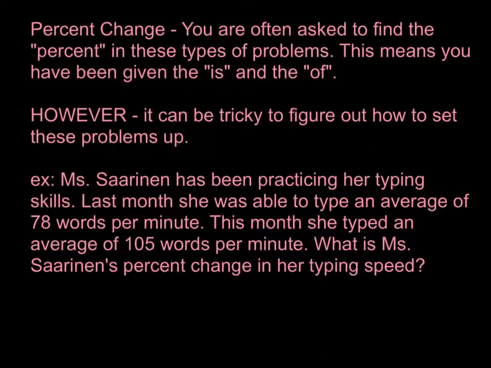It says, Miss Saarinen has been practicing her typing skills. Last month, she was able to type an average of 78 words per minute. This month, she typed an average of 105 words per minute. What is Miss Saarinen's percent change in her typing speed? I'm going to show you 2 different ways that you can think about these problems, and you are going to be able to choose which one works best for you.